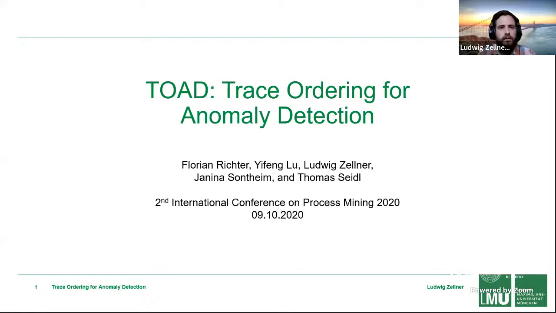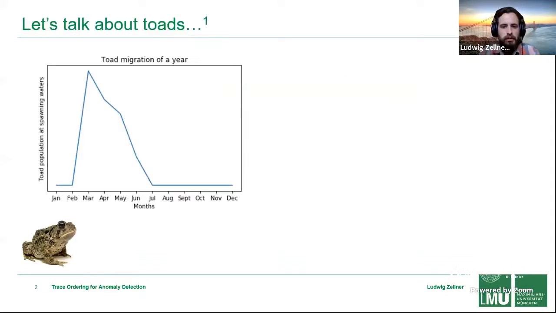My talk will be about trace ordering for anomaly detection, which is called TOAD for short. So let's dive right into it. At first, to understand the goal of this paper, we have to clarify some types of anomalies and which of them we have in mind to detect. So, true to the name of the paper, let's talk about toads.